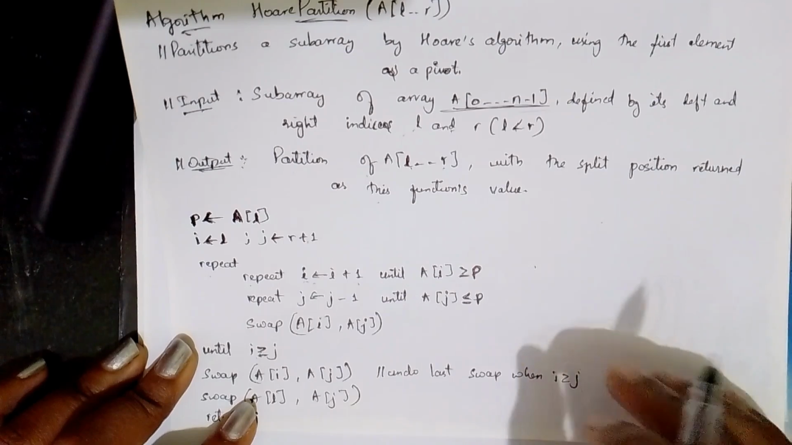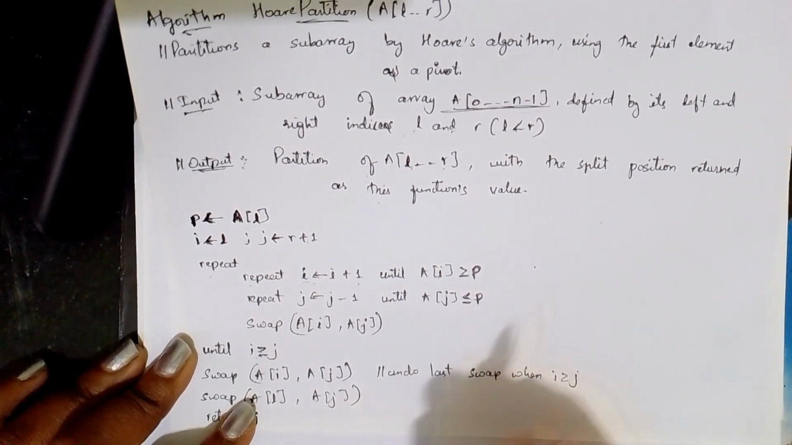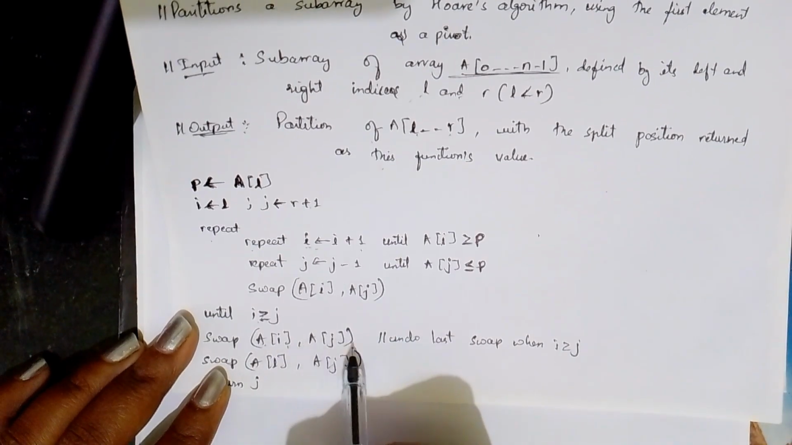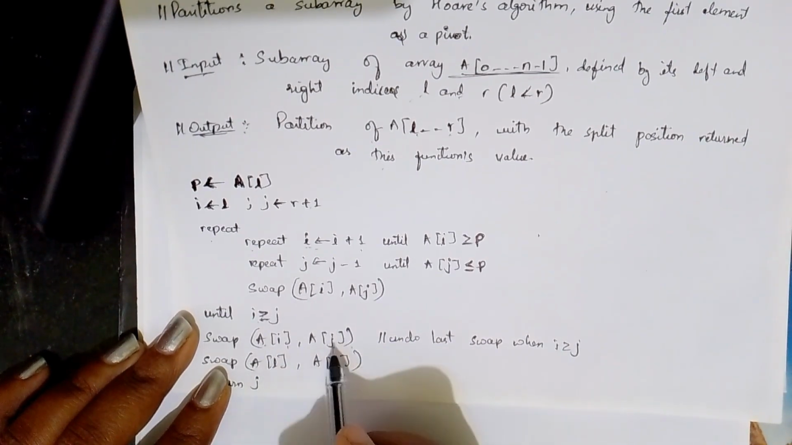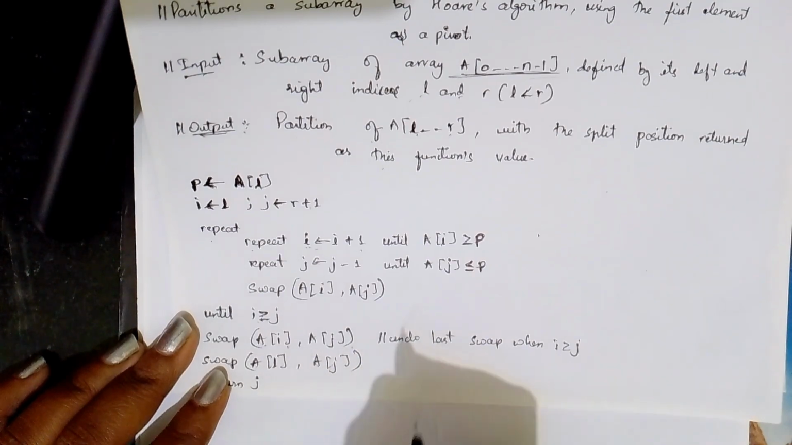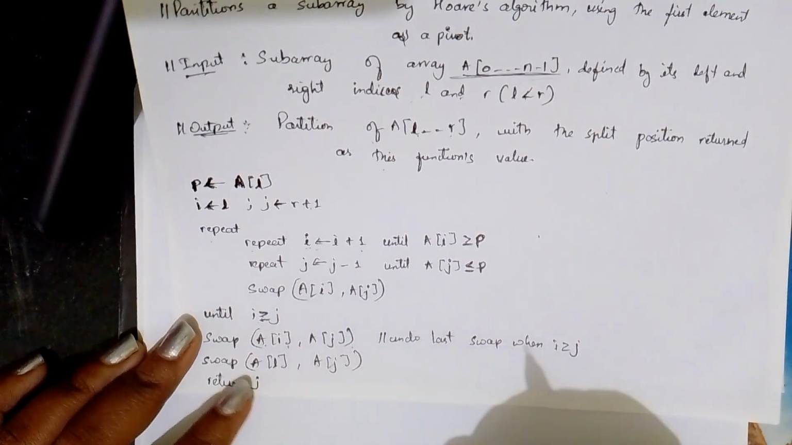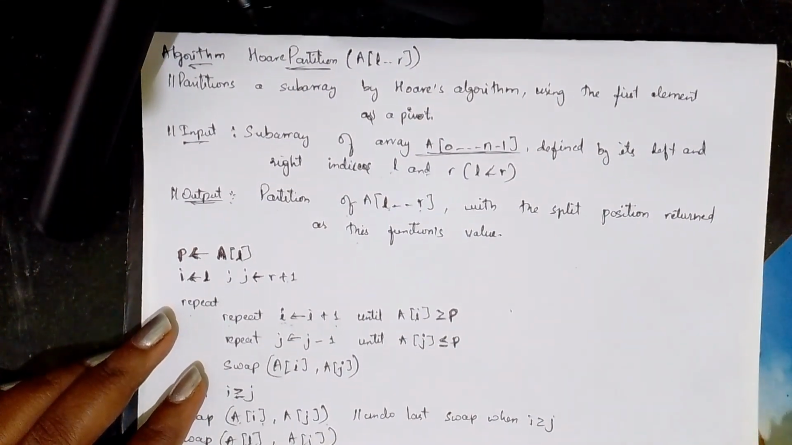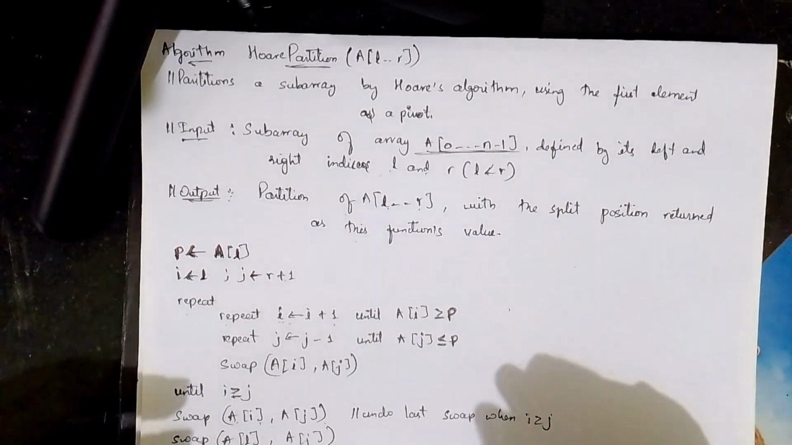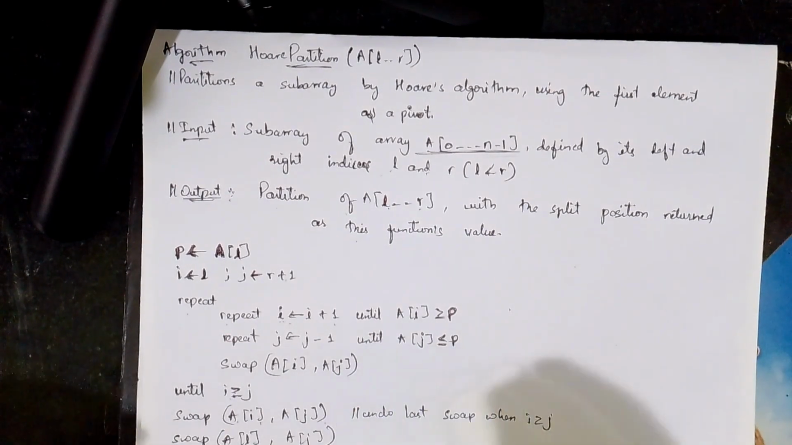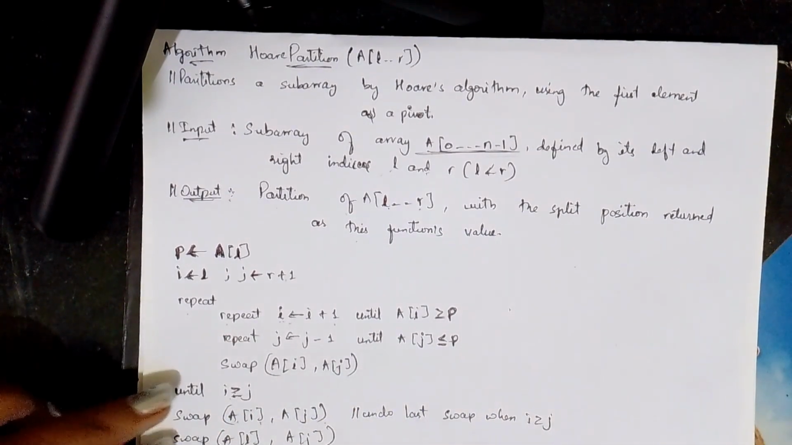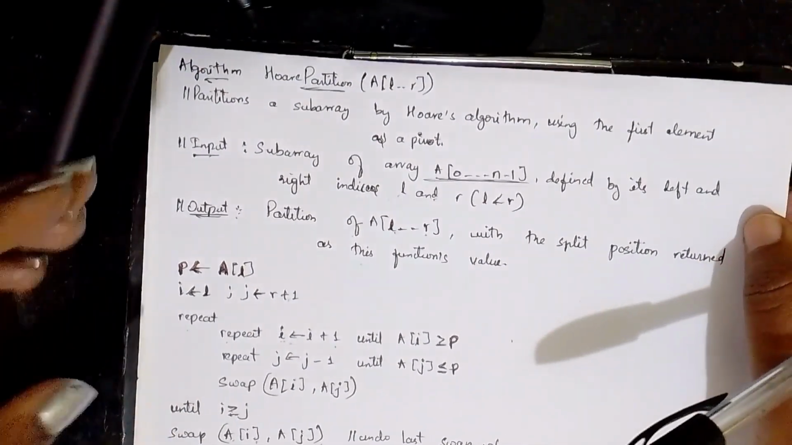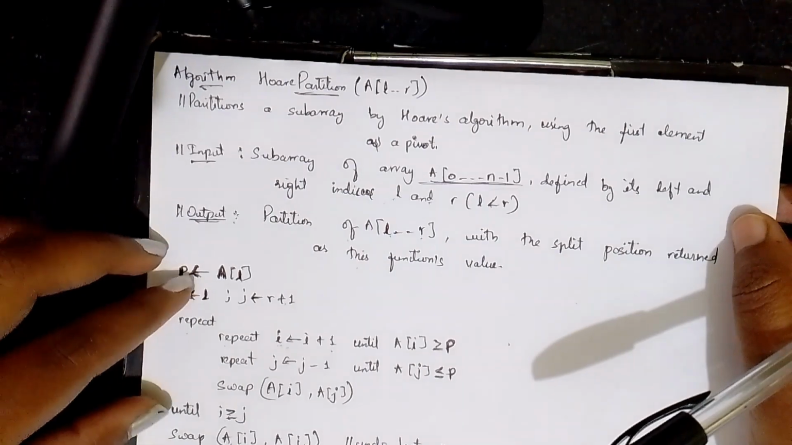We will understand it more clearly when we solve the problem. Then we have to swap a of i with a of j, and that is, we have to swap with the pivot element. If i and j cross each other while doing the iteration, then we have to swap the elements with the pivot element, and then we have to return j. Let's understand it more clearly by solving the problem.